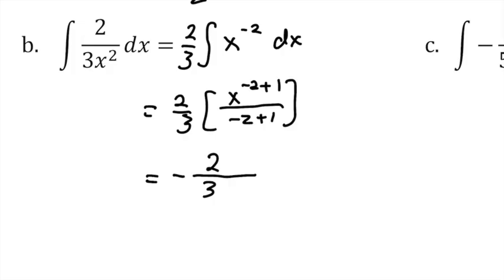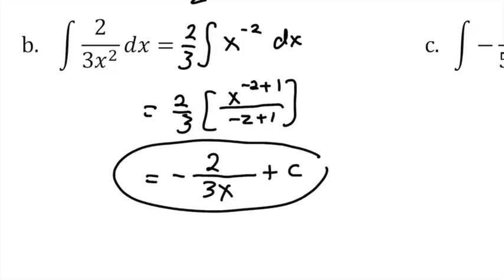2 is on top. And then since this is negative 1, I'm just going to take it downstairs. And so it's going to be x as a denominator. And then don't forget to add your c. And there is my integral.